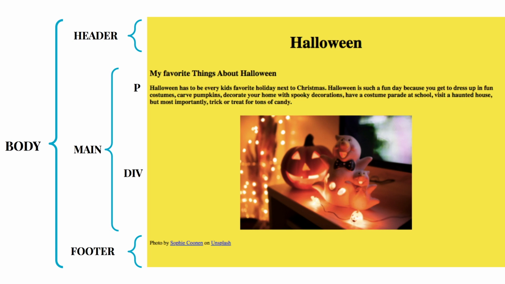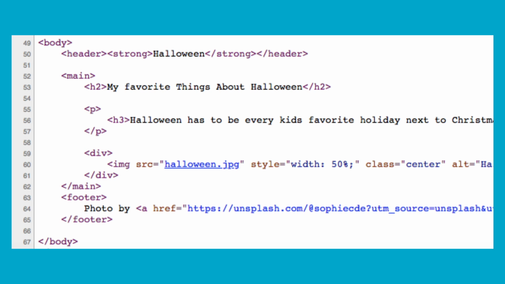Now, if I were to look at the code for that web page, you are going to notice that we have an opening and a closing tag for our body. And then we have nested inside the body, at the very top, we first have our header. And just a reminder again, a header is going to be the title of that specific page. And you're going to also notice that there's two tags inside the header, and what that's doing, it's saying the text Halloween, make that text bold. Okay, so that's called a strong tag.